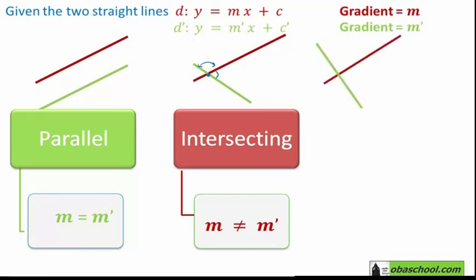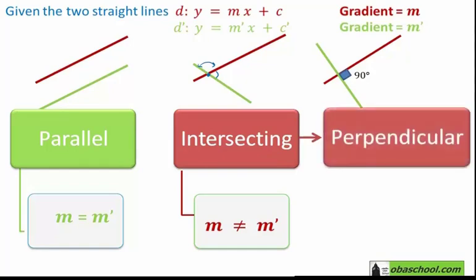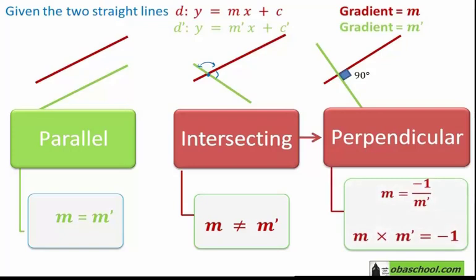While if the angle between these two straight lines is a right angle, which is equal to 90 degrees, then this is a special case. We call these intersecting lines perpendicular straight lines. Perpendicular means that the angle between the two straight lines is equal to 90 degrees. In this case, not only is m different than m prime, but also there is a mathematical relation between the gradients. So m equals minus 1 divided by m prime, and m times m prime equals minus 1.